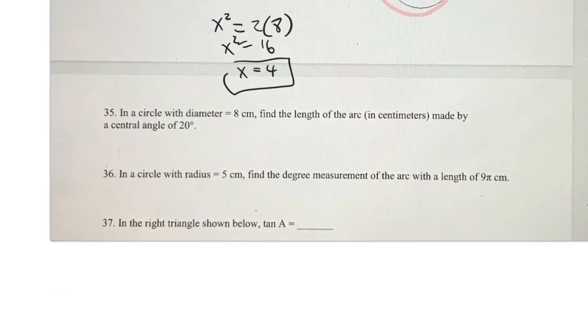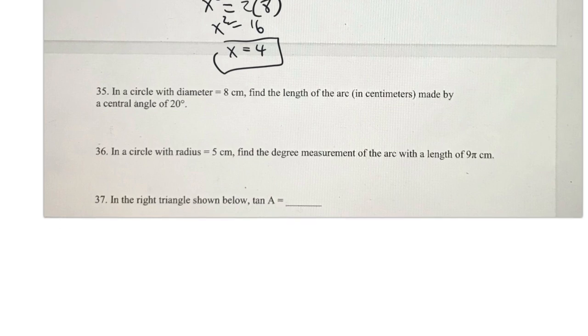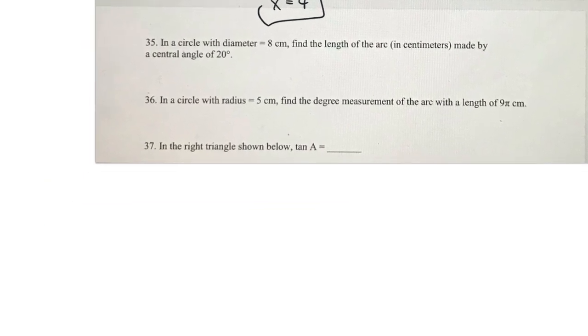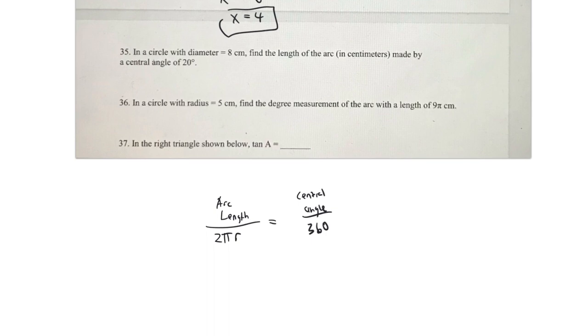All right, looking at 35, in a circle with diameter 8, find the length of the arc in centimeters made by the central angle of 20. So we could say arc length. This is the formula that I like the best. Others might disagree. But it's arc length over circumference, which is really 2 pi r, and that's going to equal the central angle over 360. And we could just literally use that formula.